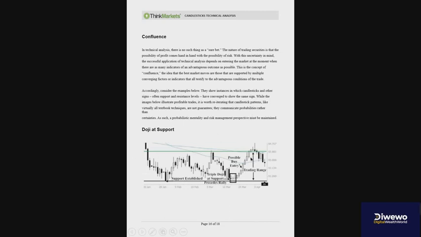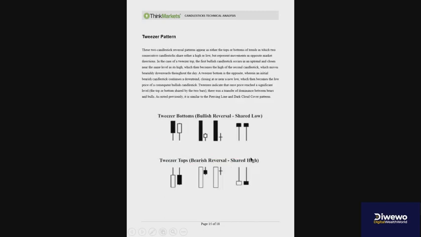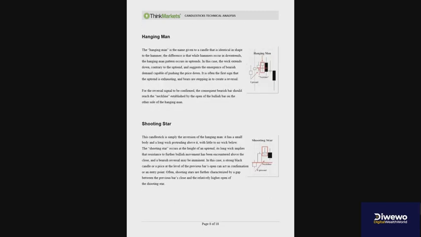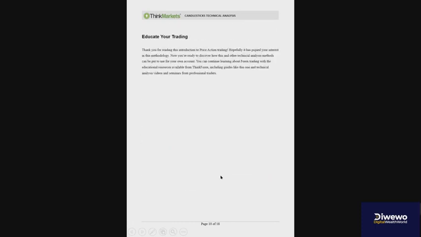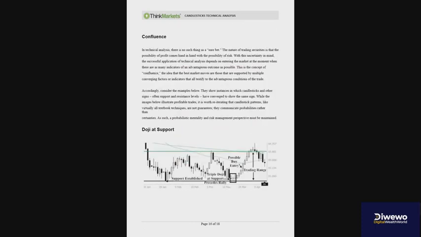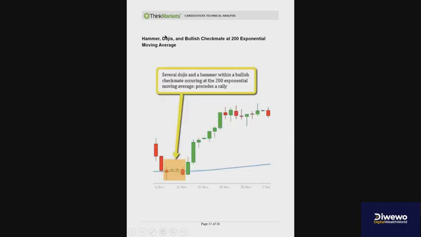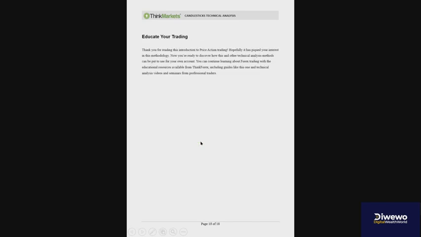This is the big picture of what we have in the other slide. Let me show you. That is just the big picture. All right, so let's move on. We're rounding up now. We have the hammer, the doji, the bullish checkmates at the 200 exponential moving average. This is an indicator, so I'm not going to talk about that. So I think that will be all about candlesticks and candlestick patterns.